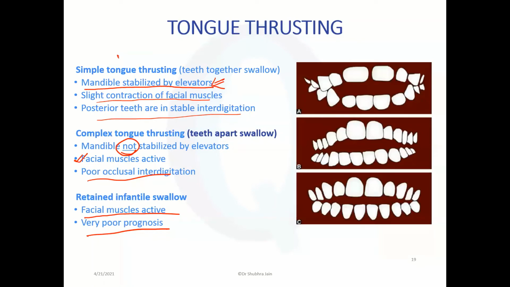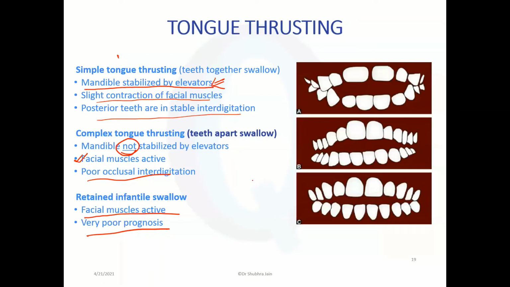Let's not go into the treatment too much, let's just discuss what it is here. So if you remember this slide, it includes a lot of things. First, interdigitation is there in the simple tongue thrust. In complex tongue thrust, there is no interdigitation in the posterior region and the whole occlusion is deranged.